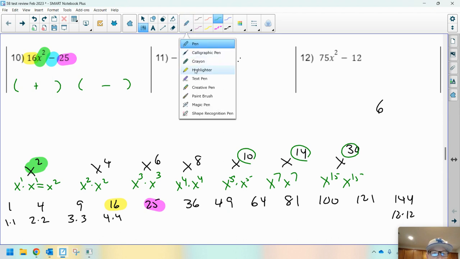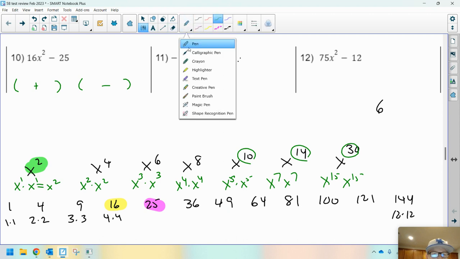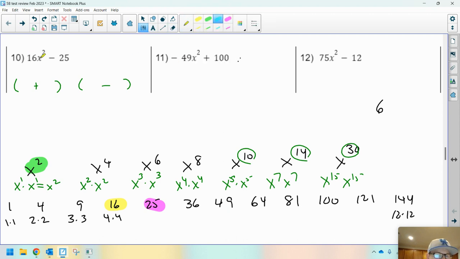All right, so what goes in the front of both of these parentheses? Well, let's take a look here. At the front of both of these parentheses goes the square root of 16x squared. What's the square root of 16? What times what is 16? The same number, it has to be. 4 times 4 is 16. What times what is x squared? x times x is x squared.